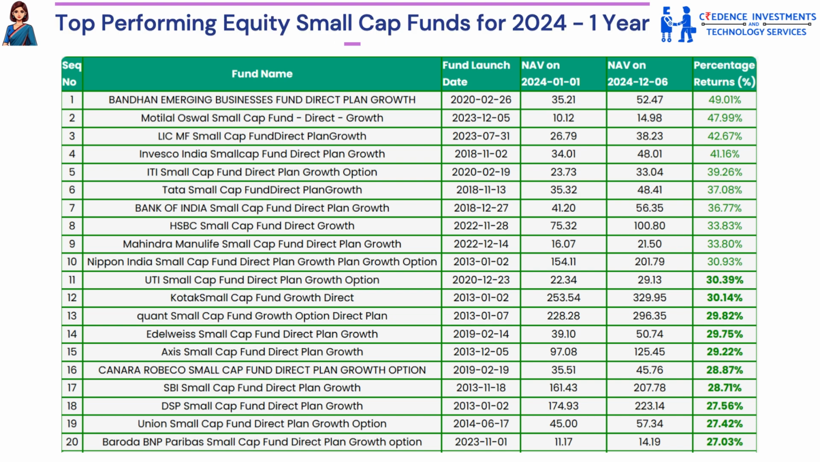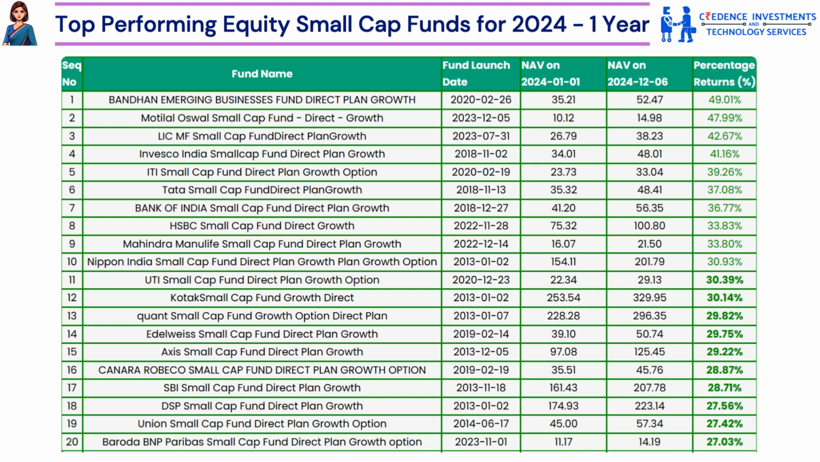Now that you have understood the terms, let's see the top performing funds for the last 1 year based on these parameters. The image presents a table listing the top 20 small cap mutual funds based on their percentage returns over the past year. The table includes details such as fund names, launch dates, NAV, net asset value, on 1st January 2024, NAV on 6 December 2024, and the percentage return for each fund.